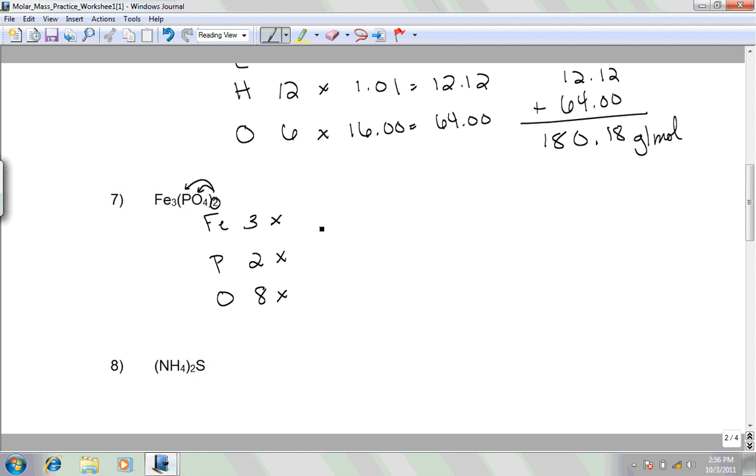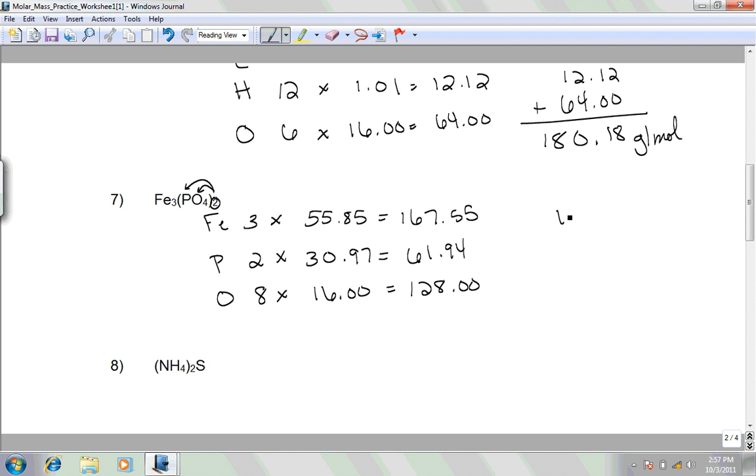We find that iron is 55.85. So it's going to be 3 times 55.85, which comes out to be 167.55. We look for phosphorus, and we find that phosphorus is 30.97. 2 times 30.97 is 61.94. And oxygen is 16.00. And 8 times 16 is 128.